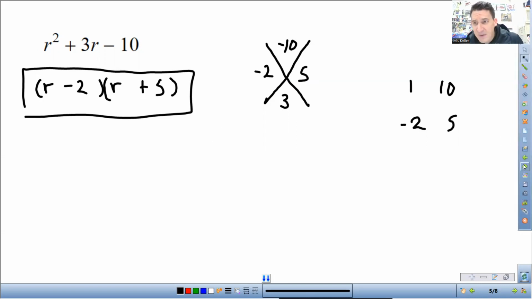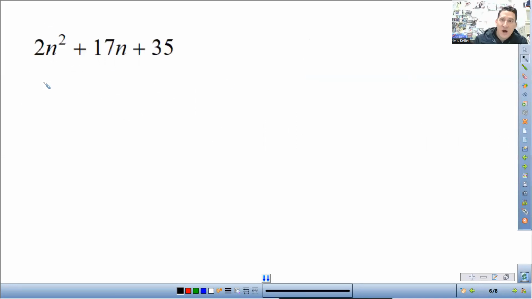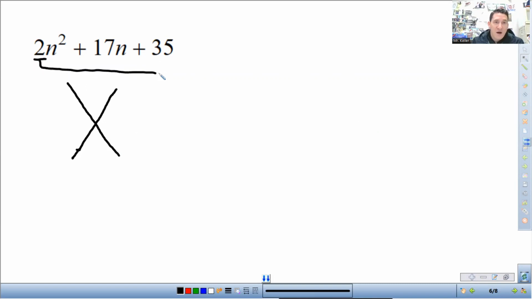So that's really all you need to do for those trinomials. The next set that we have has a number out in front here. So this is going to be a little bit different. So when we start, I'm going to do my X factor over here. So first thing, the top isn't just going to be the last number. When you have a number in front of the squared term, the first term, you've got to multiply these two. So 2 times 35 is 70. And then this bottom, this number goes here.